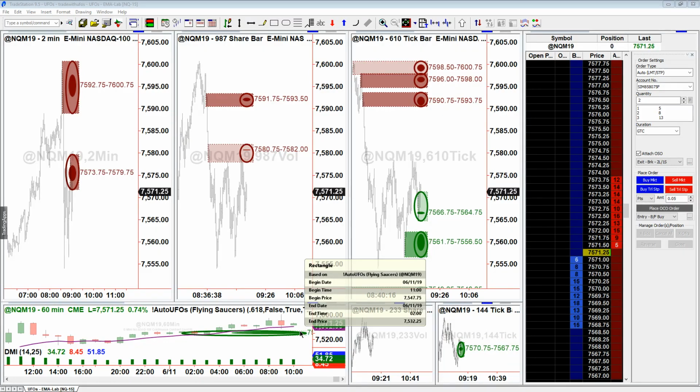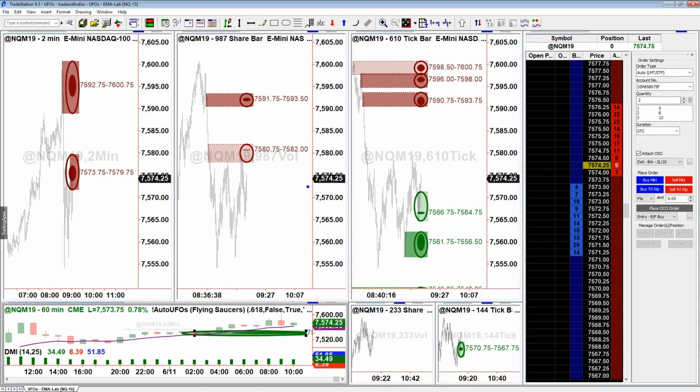79.75 is overlapping, in the middle of this, so we're going to have to set our stop above 82. Come on, TradeStation, show me the other bar. Okay, so we are shorting now.